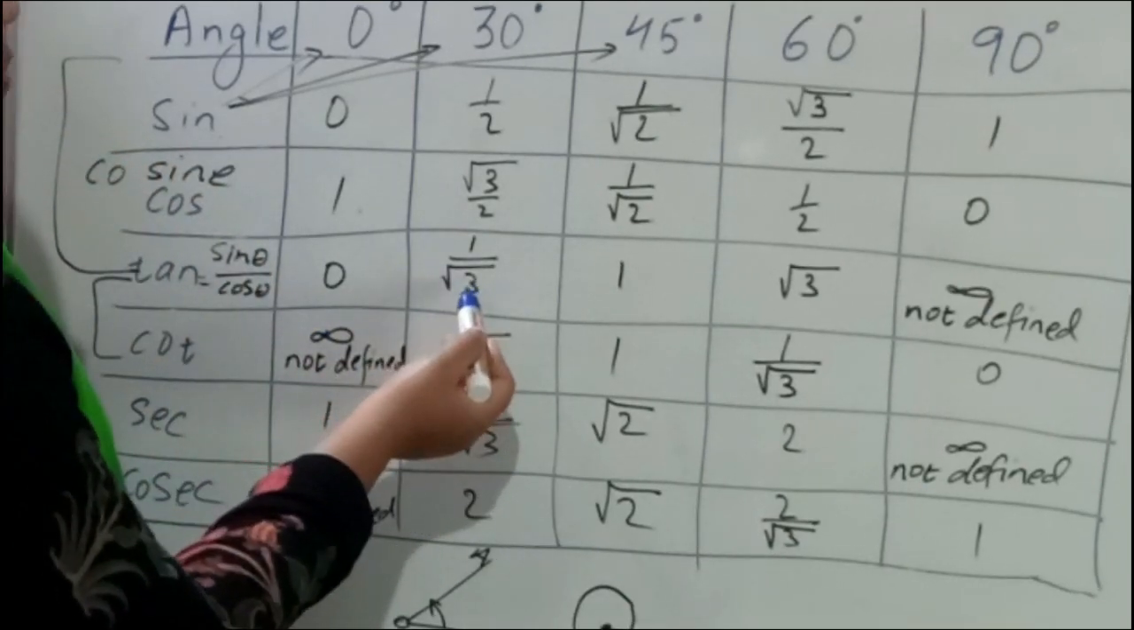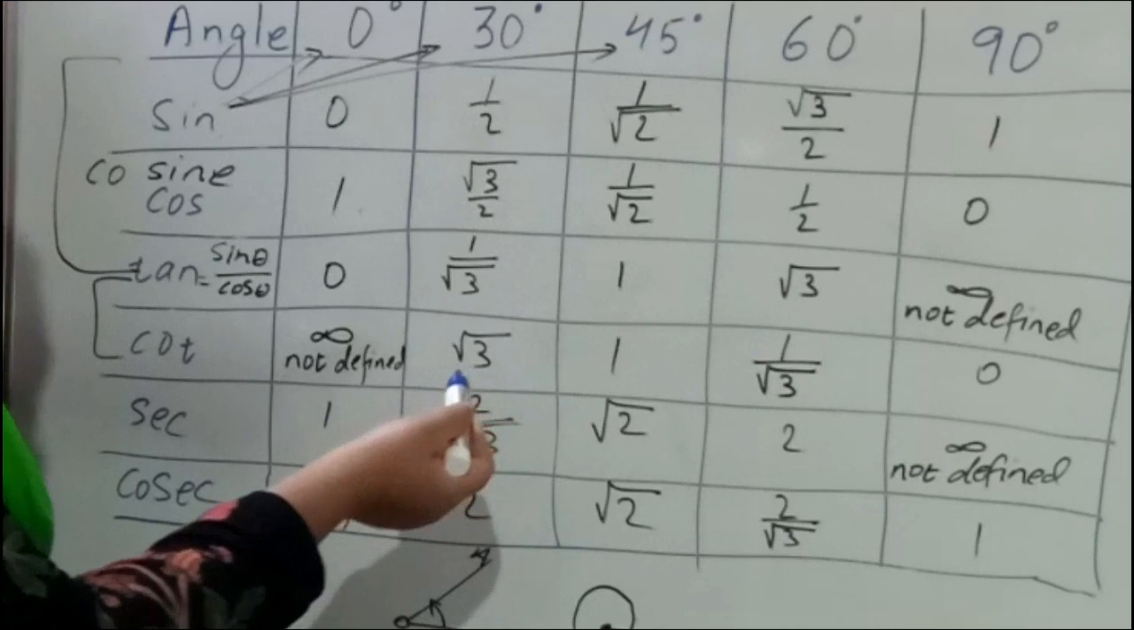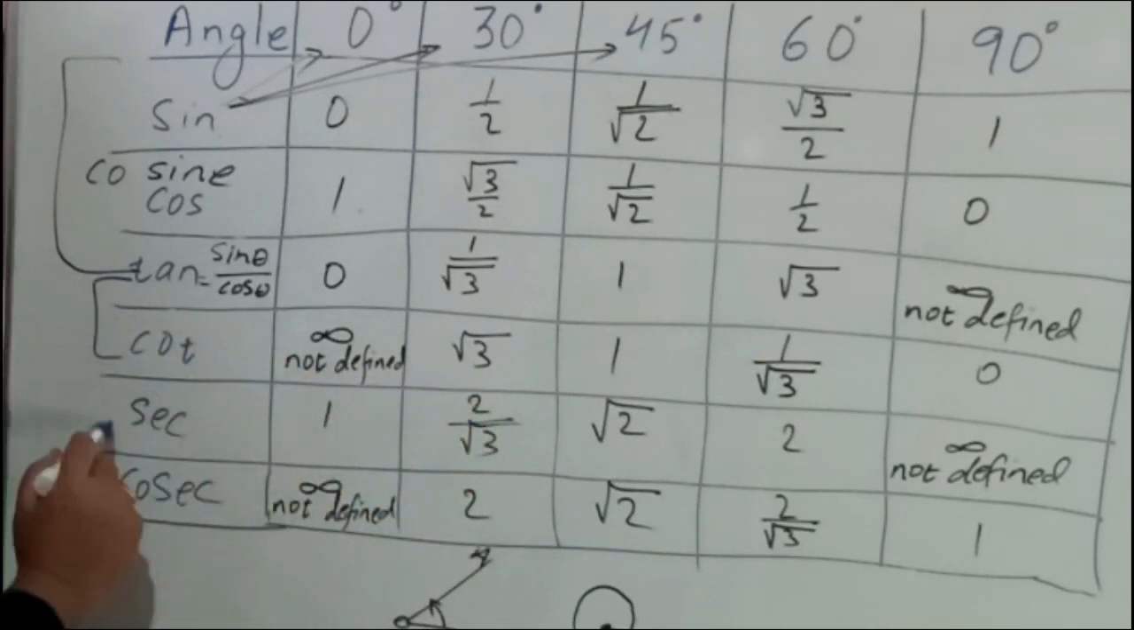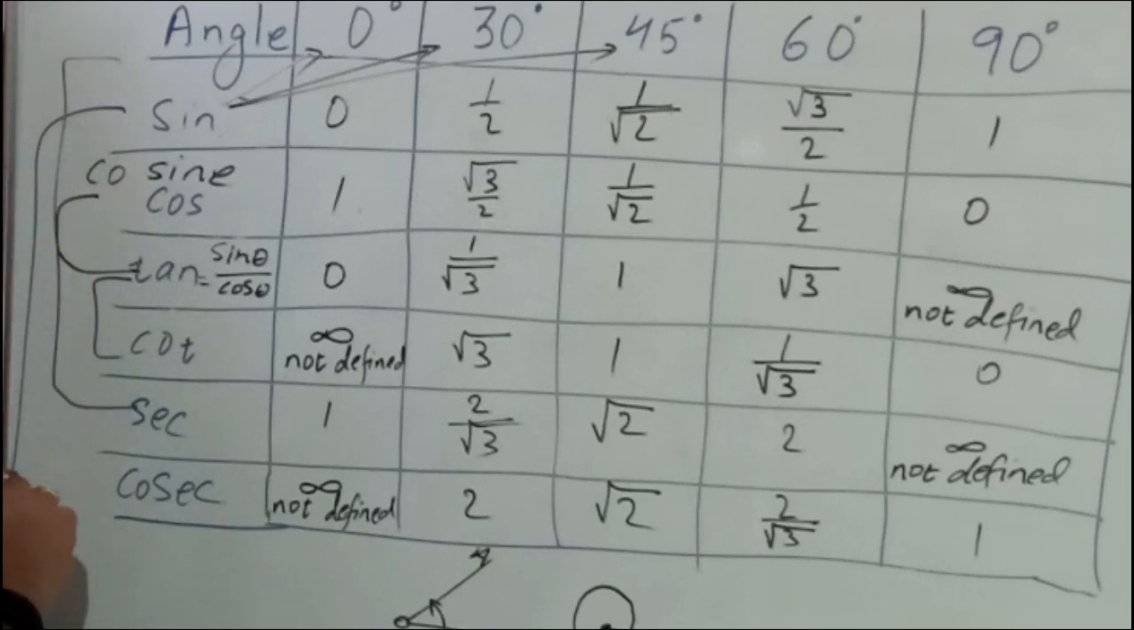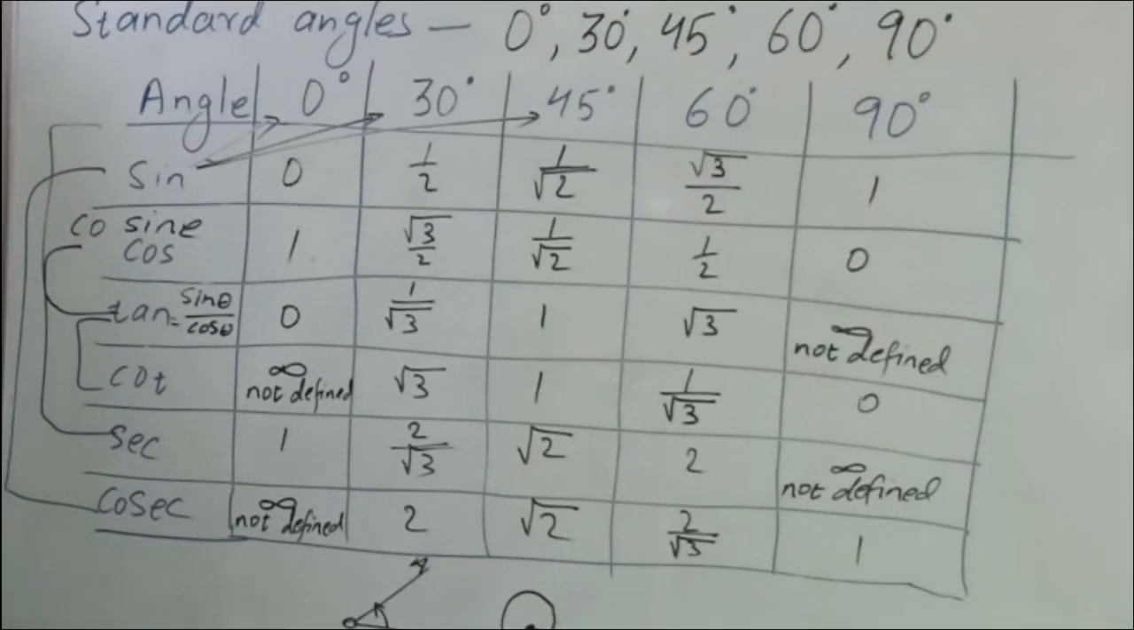1 by root 3, reciprocal root 3 by 1, so that's root 3. These two are reciprocals. Cos and sec are reciprocals. Sin and cosec are reciprocals. Clear? So observe the table.